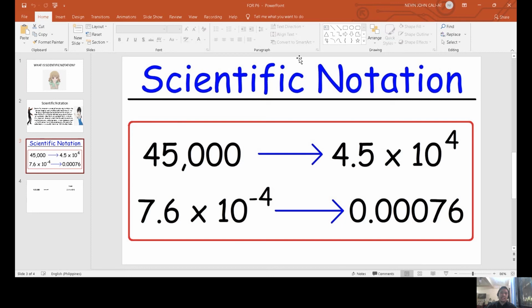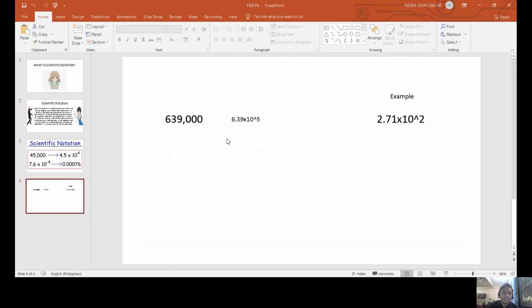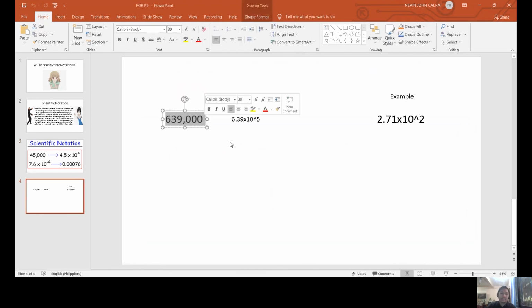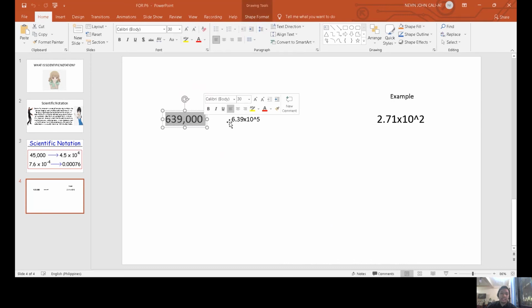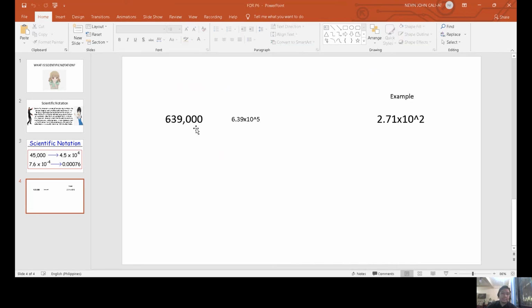To get how to do the scientific notation, I have an example right here. Let's say 639,000. This is the answer, but we're going to turn 639,000 into 6.39 times 10 raised to 5. So how are we going to do that?